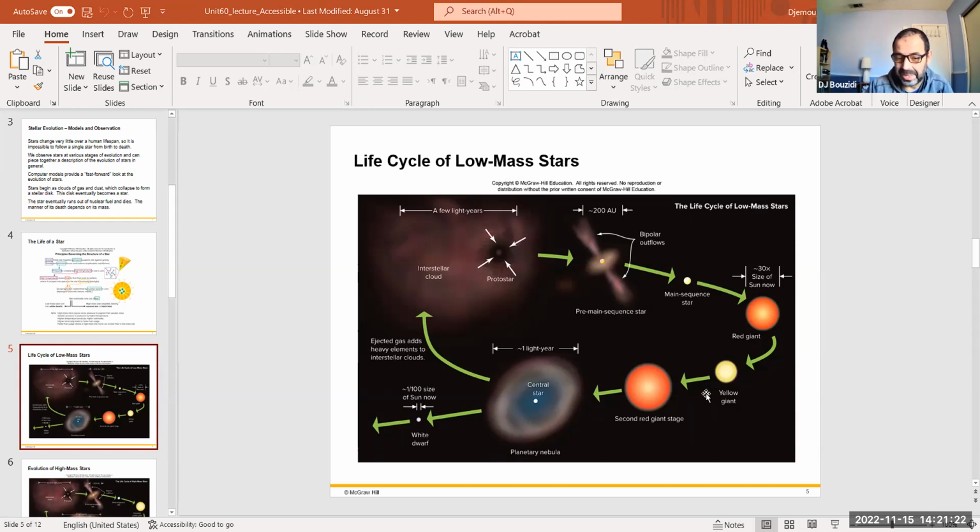So it's going to be a yellow giant. And then it's going to fuel more of the higher elements, and it's going to go through a second red giant stage, which is even bigger. That's going to be a short-lived period, after which it's going to basically run out of fuel completely.